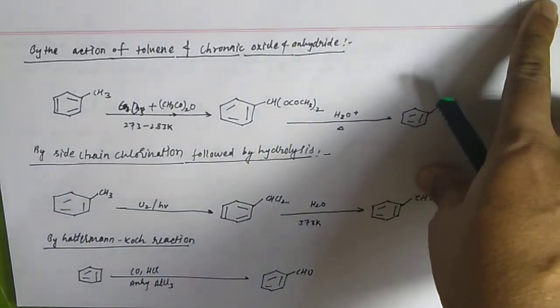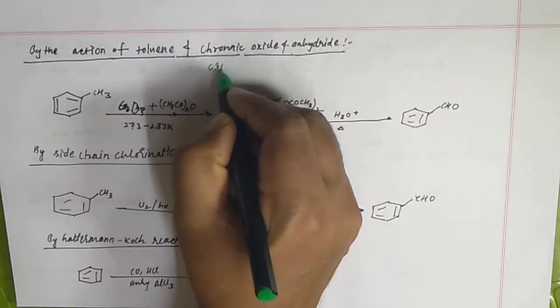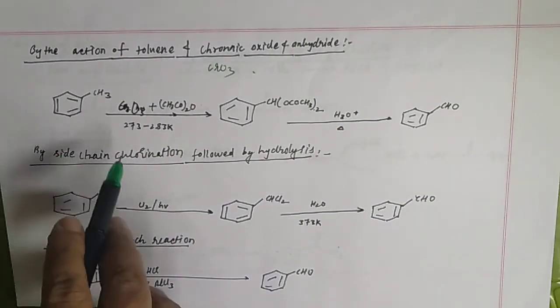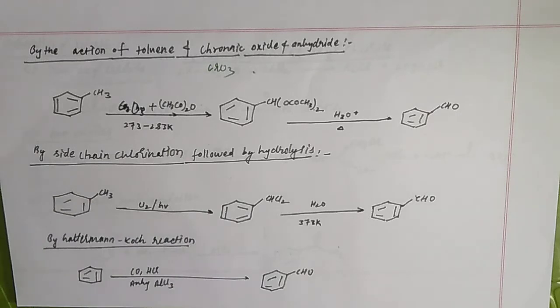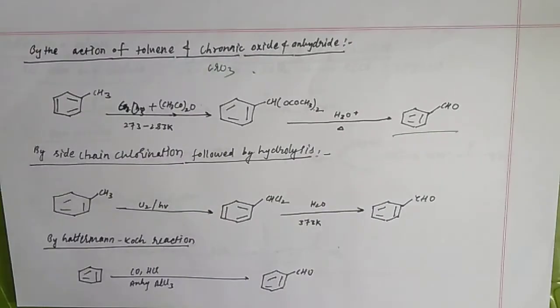Now the next method is by the action of chromic oxide and anhydride on toluene. Chromium oxide is CrO3, plus acetic anhydride. You take the toluene and heat it at 273 to 283 Kelvin with CrO3 and acetic anhydride. They give an intermediate compound, which on hydrolysis is decomposed into the benzaldehyde.